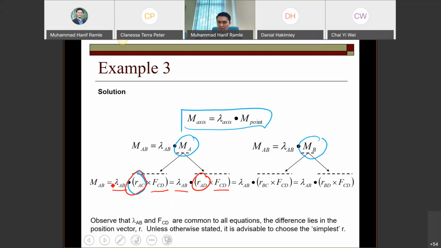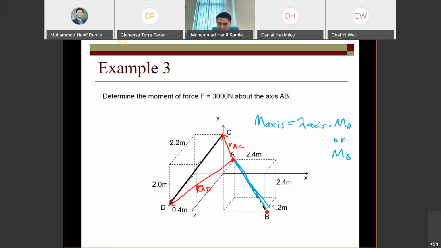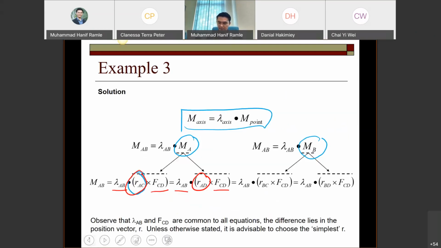For MB, again we have two different R. From B, the first one is RBC, from here to here. The second one is from B to D, RBD. So we have RBC and RBD, different ones. Of course the rest, like lambda AB and FCD, are the same for all.